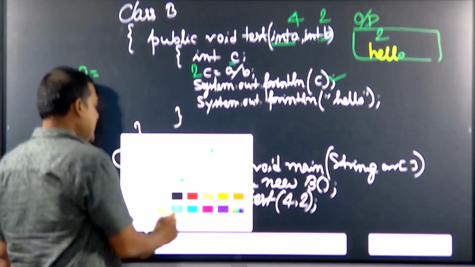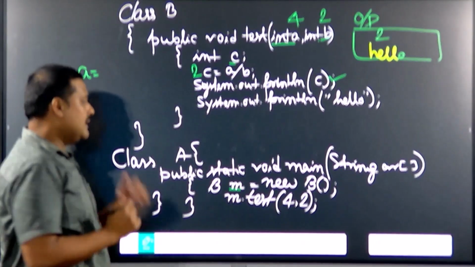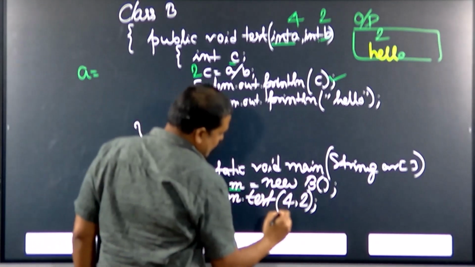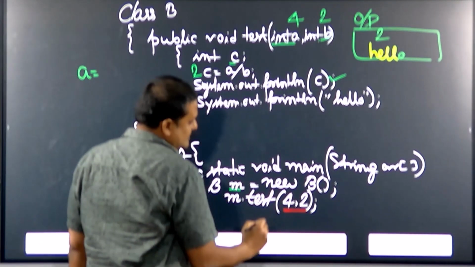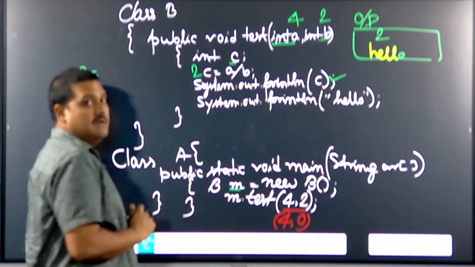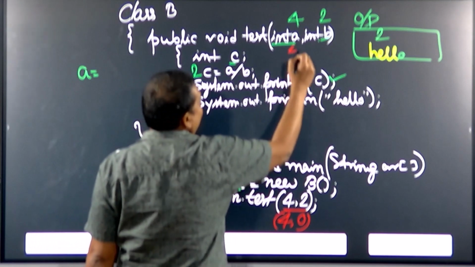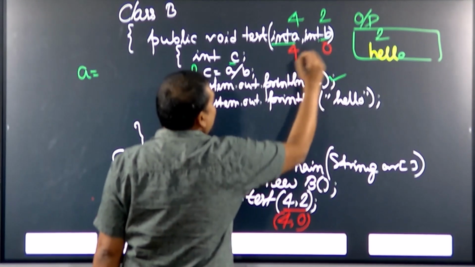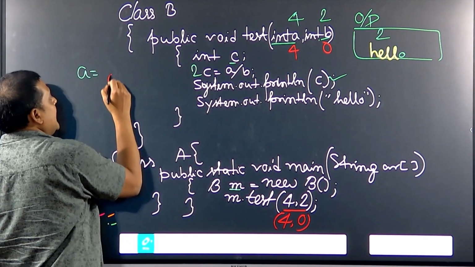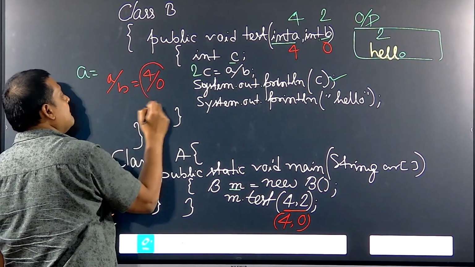Now tell me, this program is okay, everything is running fine, but now if in place of these two values in test I provide 4 and 0, then what will happen? They are correct. So A will have the value 4, B will have the value 0. Now if I divide A by B, that is 4 divided by 0, then what will happen?